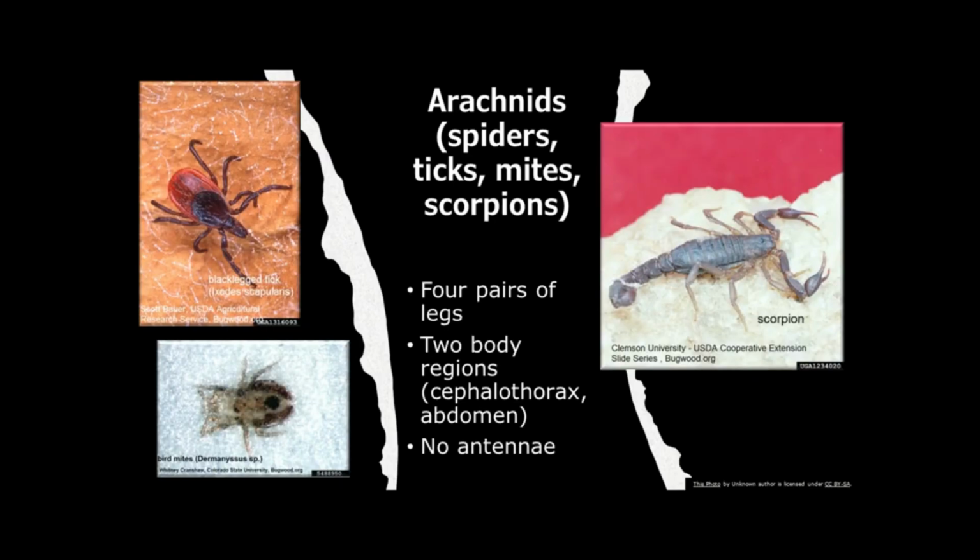On this screen you're seeing arachnids, which are spiders, ticks, mites, scorpions. They're going to have 4 pair of legs, 2 body regions, cephalothorax, abdomen, and no antenna. And as you can see up on the left, we have a black-legged tick. Down at the bottom left, we have bird mites, and on the right, we have a scorpion.